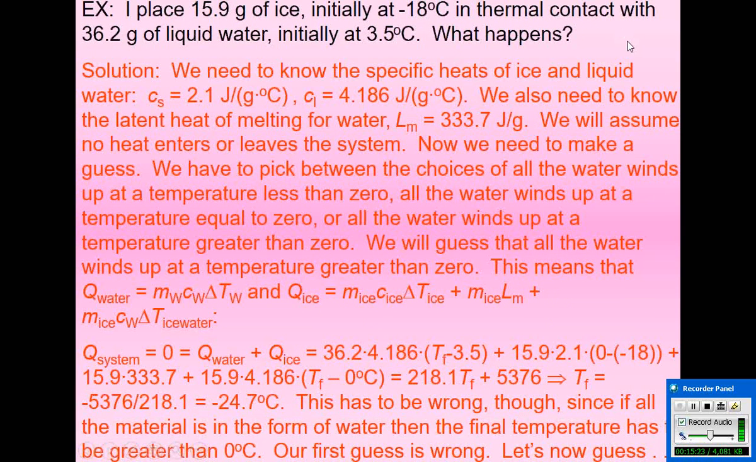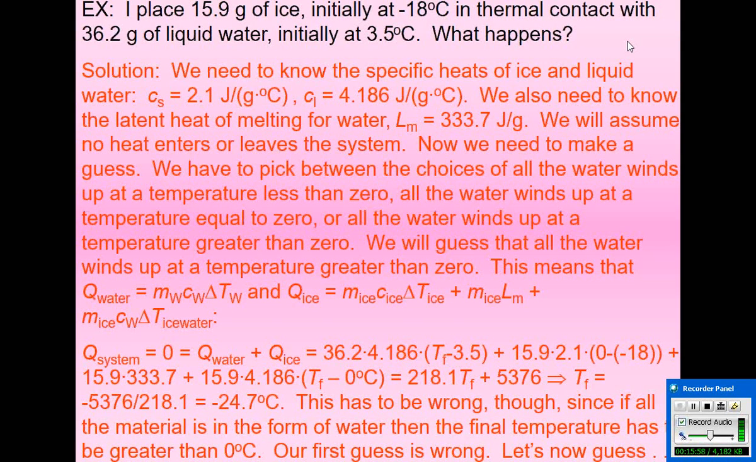Let's look at something a bit more complicated. We have 15.9 grams of ice at negative 18 degrees Celsius, and we drop it into 36.2 grams of liquid water starting at 3.5 degrees Celsius. What happens when all of this ice and water reaches thermal equilibrium? What is that final situation going to be if we assume no heat enters or leaves this system?